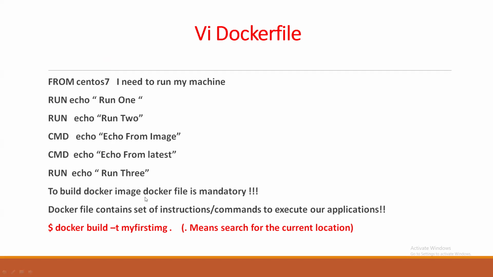To build a Docker image, a Dockerfile is mandatory. The Dockerfile contains a set of instructions, commands to execute our application. So docker build -t myfirstimage . The dot means search the current location. The Dockerfile is in the current location, so it will locate it and execute from the Dockerfile. Understood, guys?